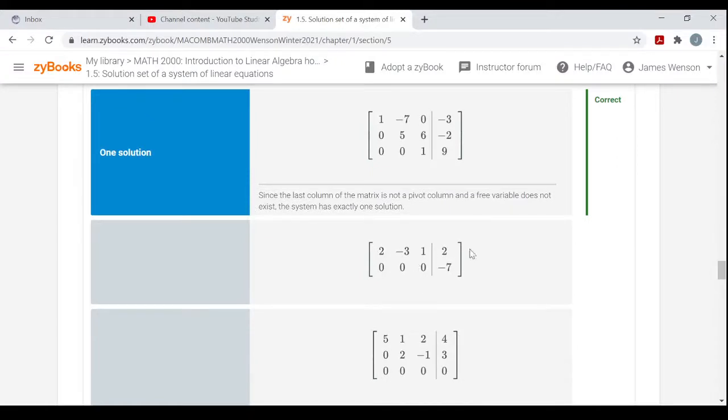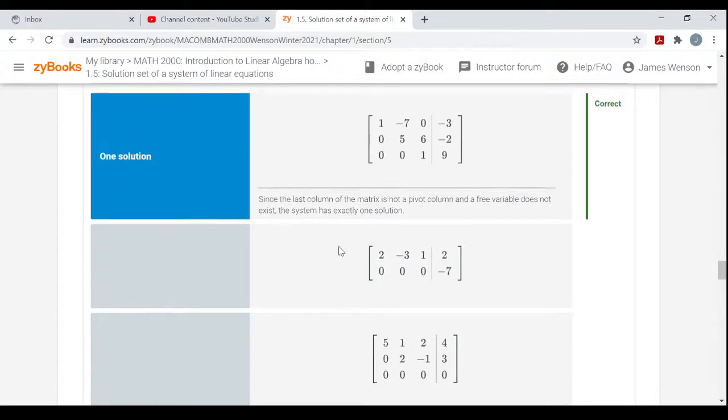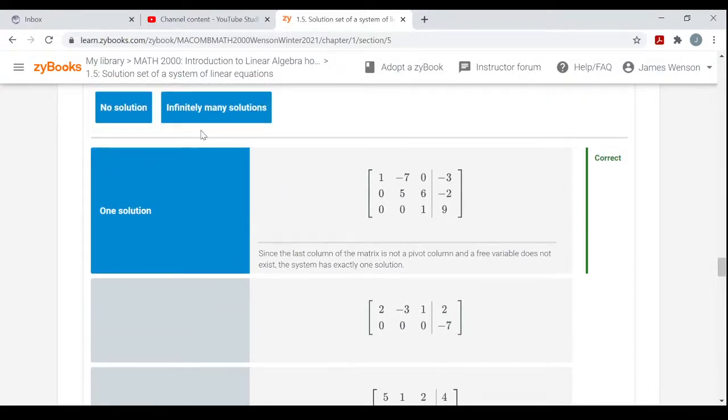Here, this is in echelon form. The pivots are, right, the leading terms 2 and -7. But you see this pivot of -7 is in the column after the bar. It's in the last column. The last column is a pivot. And look at this second row. It says basically 0 equals -7. That's not true. So the last column's a pivot. 0 equals -7. That system would have no solution.